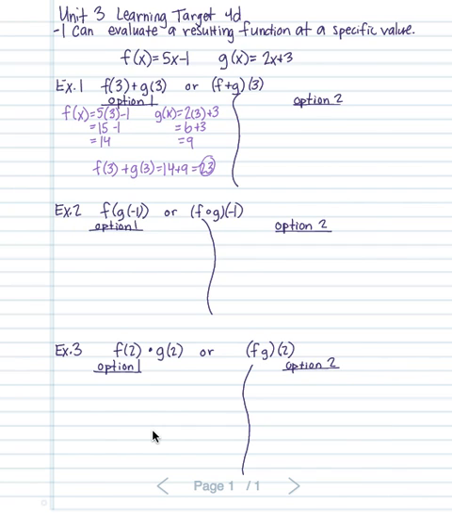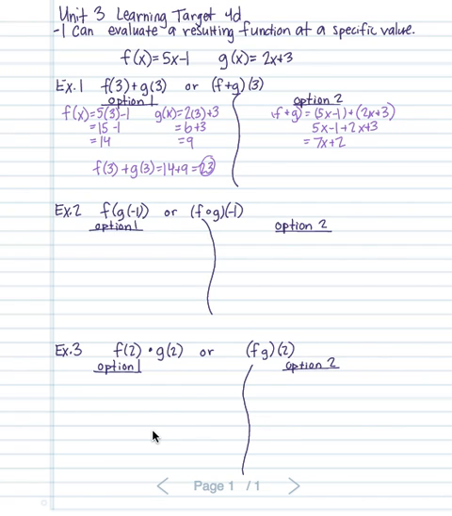Option 2 would be add your functions together first. So that would say 5x minus 1 plus 2x plus 3, f plus g, 5x minus 1. We don't need those parentheses because there's nothing in front of them to distribute. Combine your like terms and you get 7x plus 2. 5x, 2x gives you 7x, negative 1, 3 give you 2.